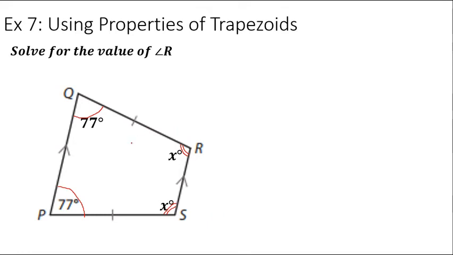Okay, so to get the angles of a quadrilateral or trapezoid, remember this is where we use n minus 2 times 180. And remember this is going to be 4 minus 2 times 180. So that gives me 2 times 180, which is 360 degrees.